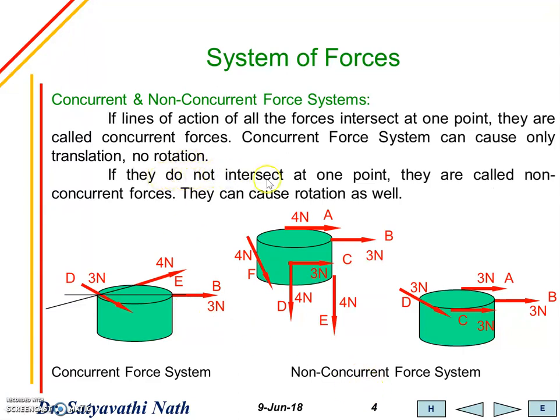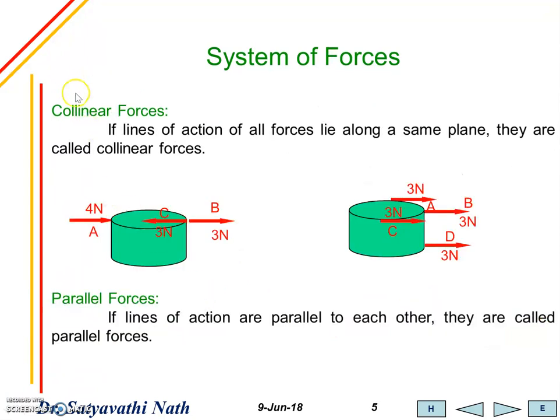So if the forces do not intersect at one point, they are called as non-concurrent forces. Here I want to say, not only forces, even their lines of action, if they are not intersecting at one point, then the force system will be called as non-concurrent force system. So in non-concurrent force system, in addition to translation, there may be rotation also. But in case of concurrent system, as all the forces are meeting at one point, there are no chances of rotation, only chances are for translation.